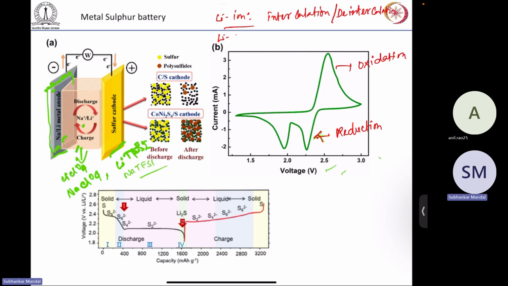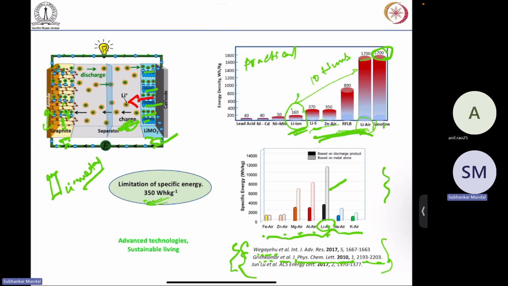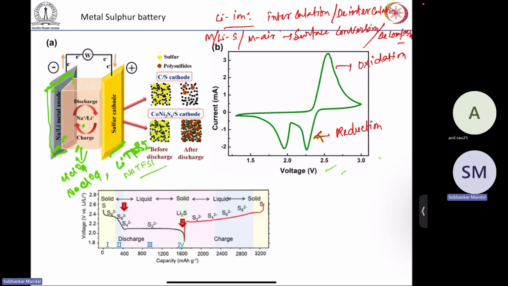And for lithium sulfur or metal sulfur, or metal air, I can write surface conversion and decomposition. Surface conversion and decomposition means some reaction or some product is converting. In the lithium ion battery, basically lithium goes inside and again comes out. But in this case, sulfur will go to different products, and after that it will again come back to the initial product. So this is basically the charge discharge diagram.